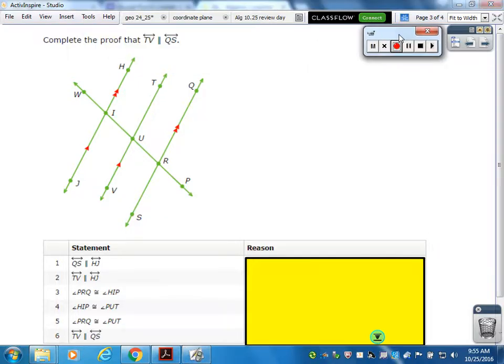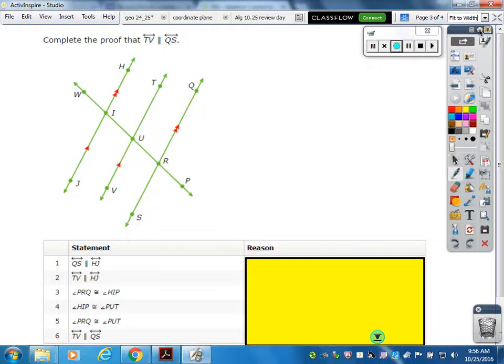this prompt tells you to complete the proof that line TV is parallel with line QS. So let's find line TV is parallel with line QS. Now, yes, they appear parallel, but notice that the arrows on both are different. So at the moment, we don't in fact know that they are parallel. So I'm going to walk through the proof.